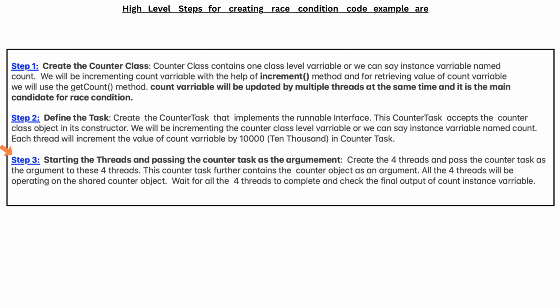Step 3. Starting the threads and passing the counter task as the argument. Create the 4 threads and pass the counter task as the argument to these 4 threads. This counter task further contains the counter object as an argument. All the 4 threads will be operating on the shared counter object. Wait for all the 4 threads to complete and check the final output of count instance variable.